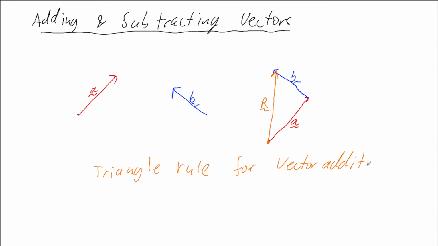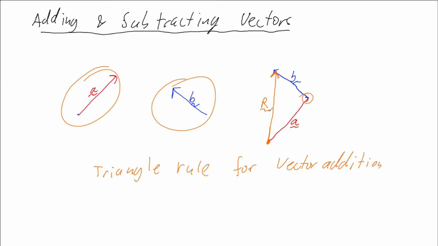And it is that if you have the sum of two vectors, A and B, you join them together head to tail. So we go head to tail, joined here, and the result of the addition is the vector from the start to wherever you ended.